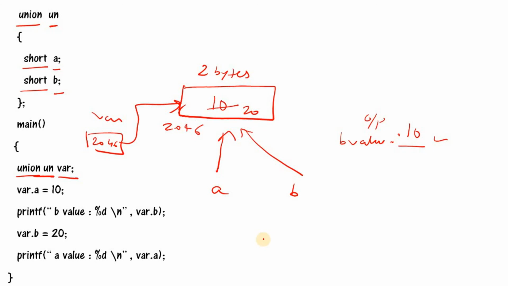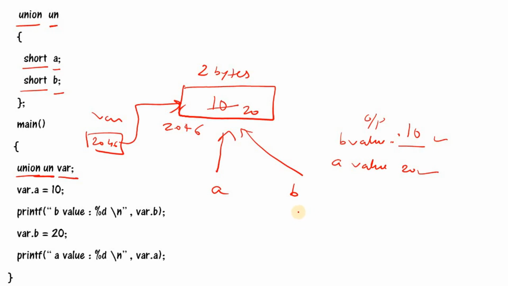So what is the value now? It is 20. So the A value is 20 now. It will print 20. By using this program, we will understand easily.